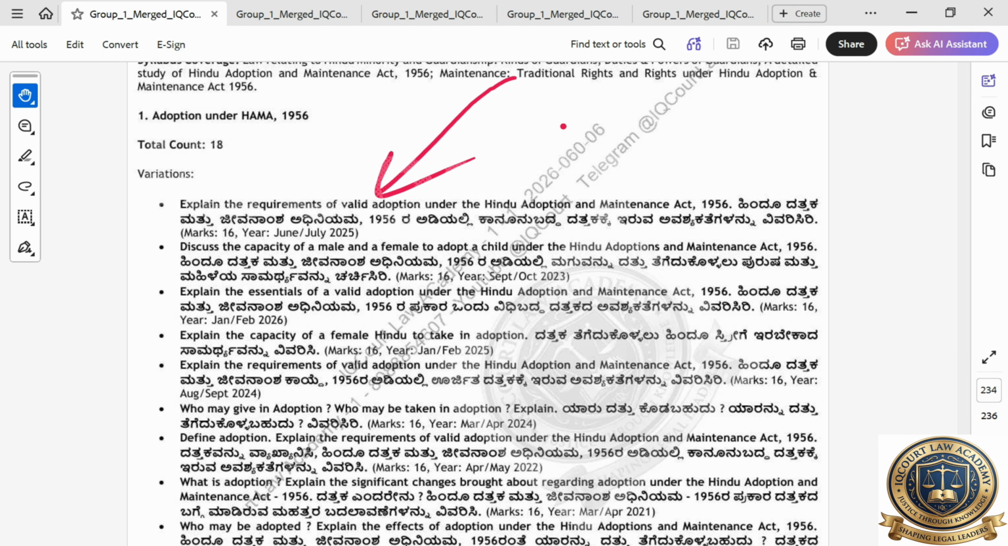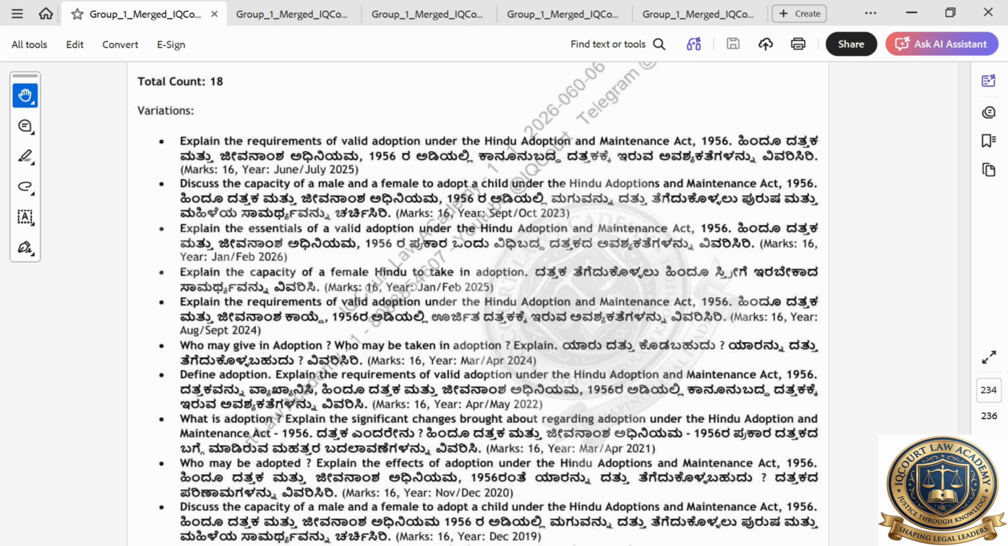Okay, explain the requirements of a valid adoption and discuss the capacity of a male and female to adopt a child under the Hindu Adoption and Maintenance Act 1956.